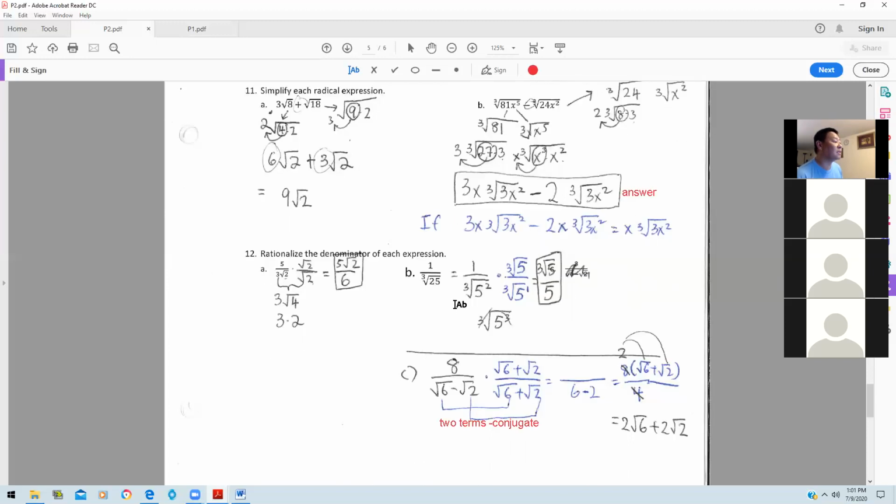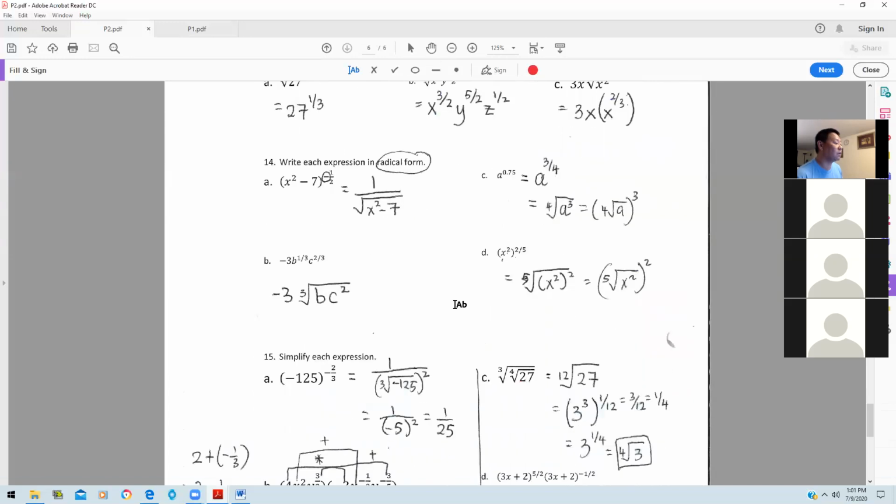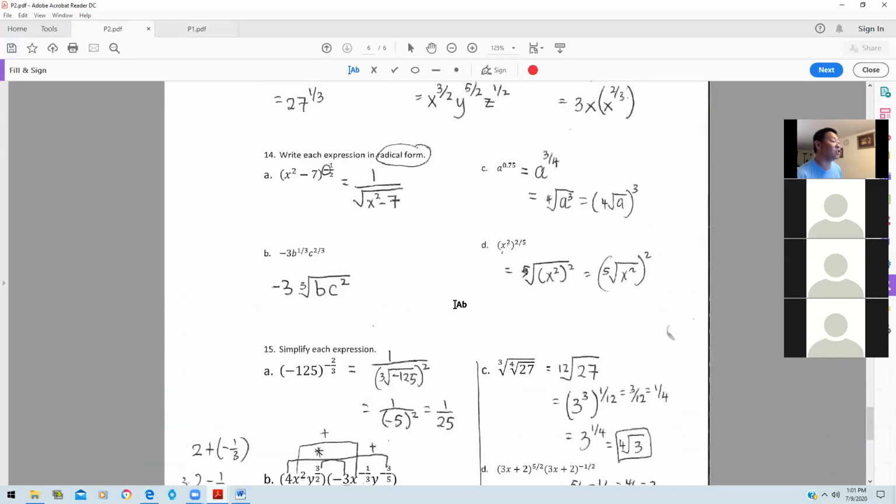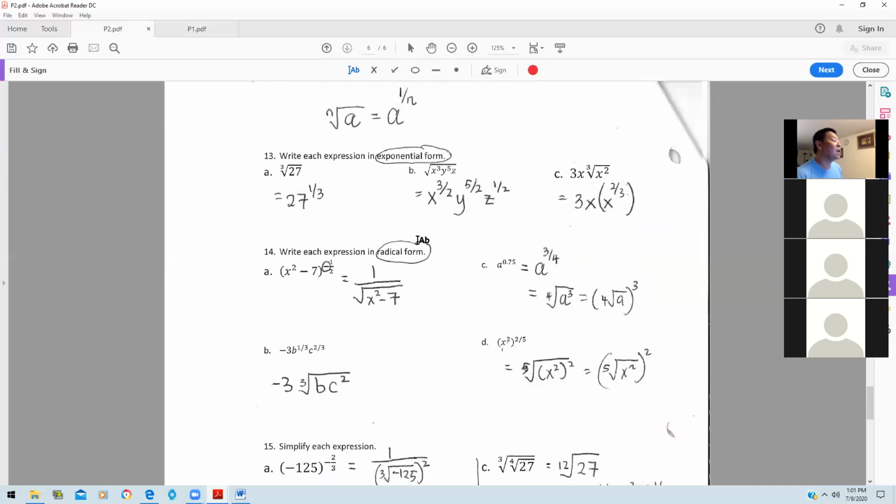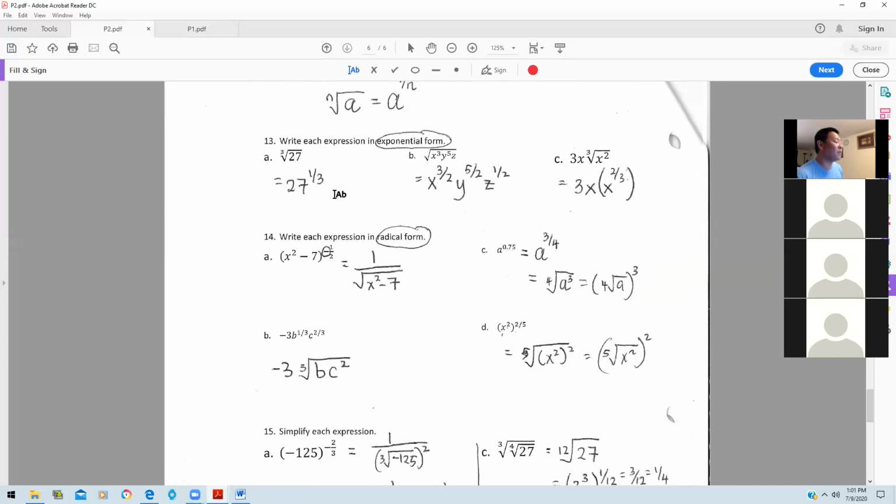So this is the last, I don't think I have enough time to go through the last page here. So make sure you guys, we'll just go through this 13 really quickly and then we'll just end today's class. Make sure you finish up the rest of it.